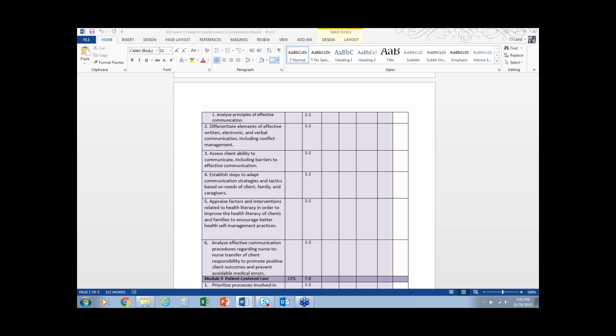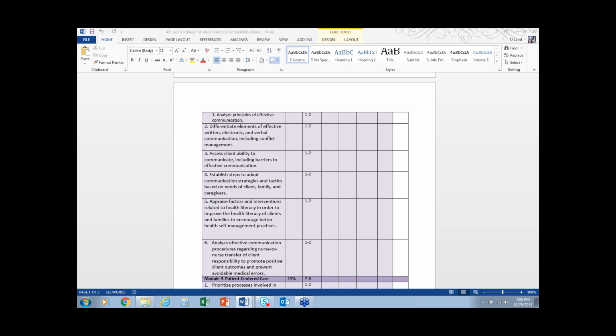Number 4 says you need to be able to establish steps to adapt communication strategies and tactics based on the needs of the client, family, and caregivers. So based on the things that you might recognize as barriers, what might you do to adapt communication strategies and tactics to overcome that, and then help improve on the care expectations and make it patient-centered?